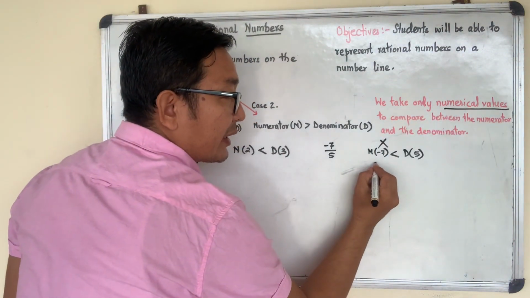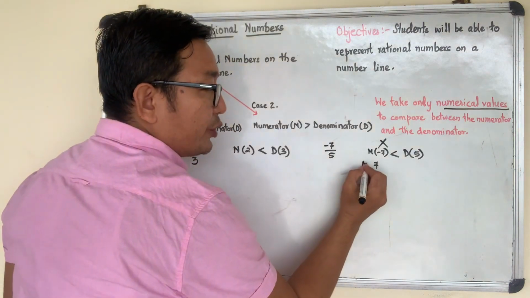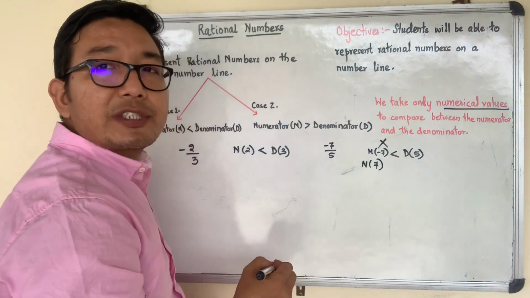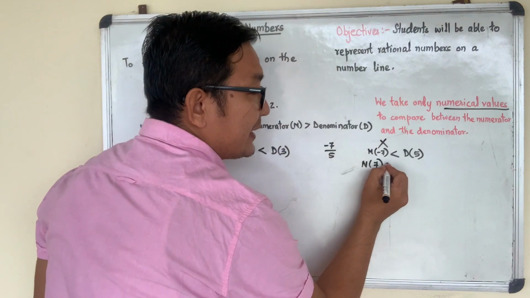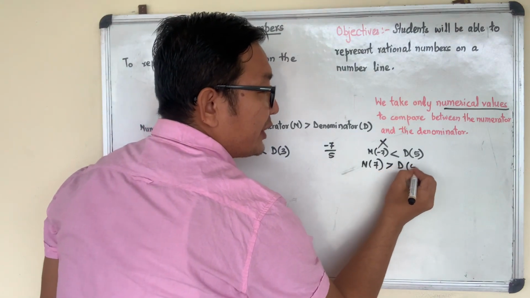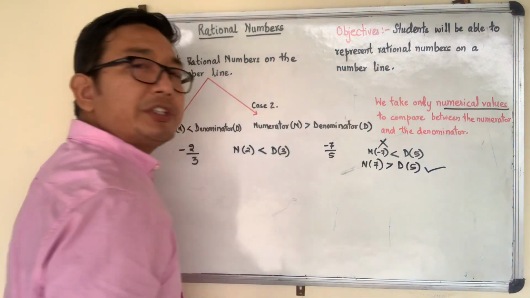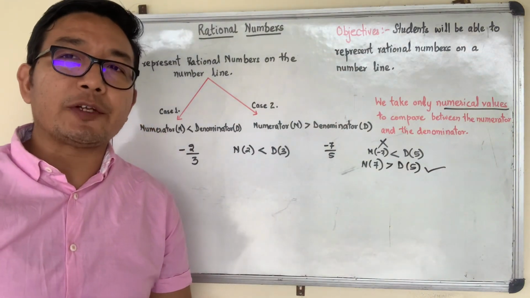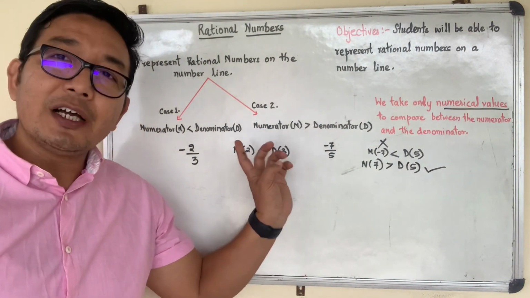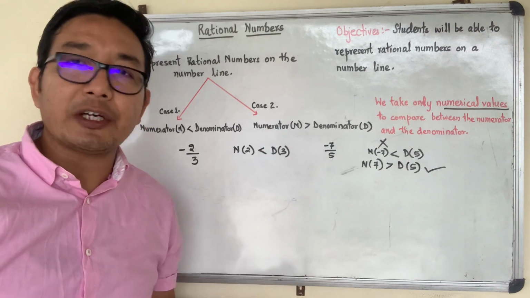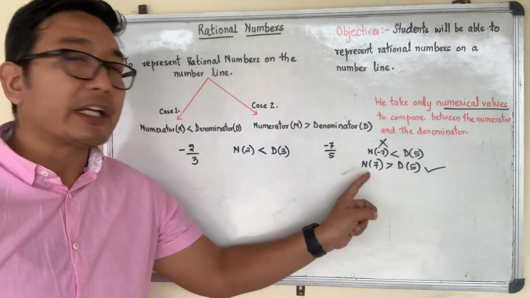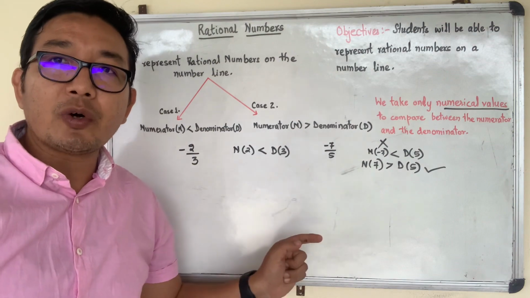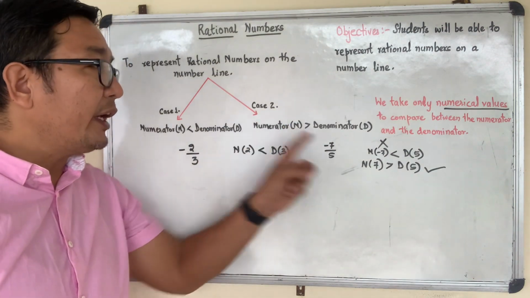So 7 is the numerator, the numerical value is 7, and 7 is greater than the denominator 5. We take only the numerical value, ignoring the sign. So it comes under the second category.